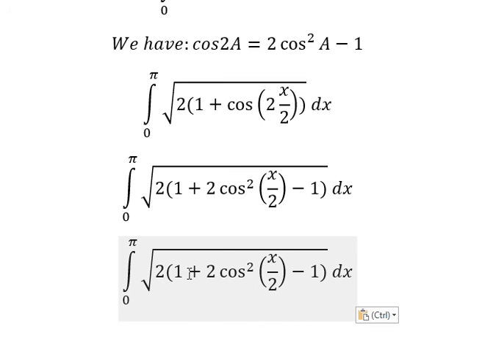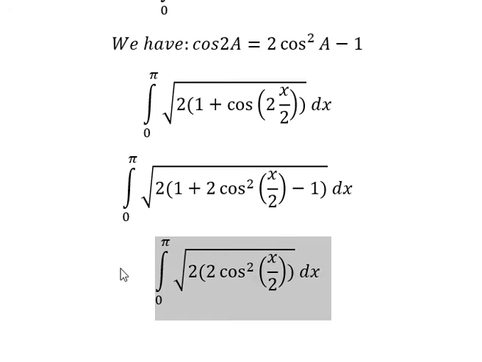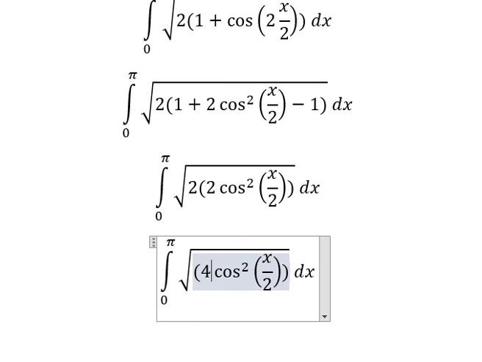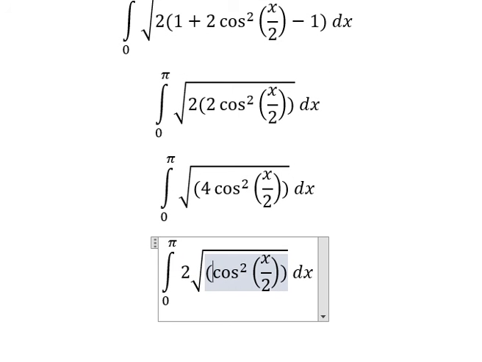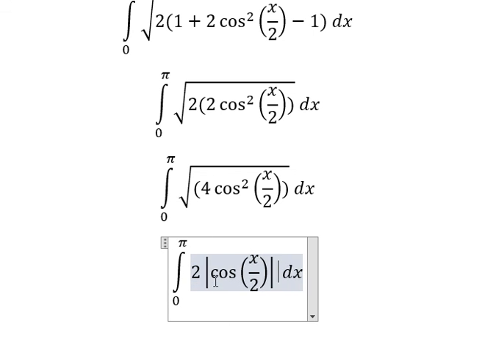So 1 minus 1, they cancel. This one you got about number 4. The square root of number 4 you got about number 2. The square root of cosine x over 2 square, we change this one into the absolute value of cosine of x over 2. We know that the absolute value, they always provide a positive number.